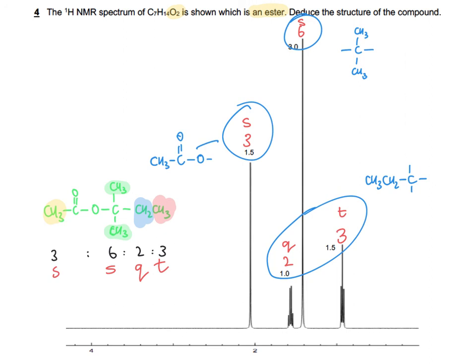You still look for your triplet quartets with 3 and 2 hydrogens. You still look for any of those other patterns. But I hope that's been useful. And if you've got any queries about proton NMR, then just let me know.